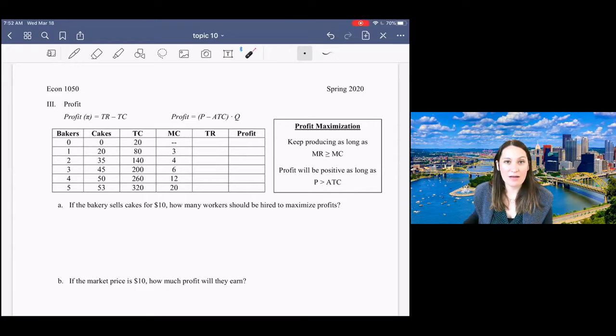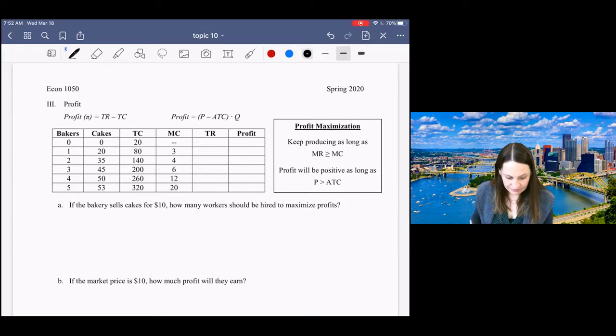We've got our bakery here, and they can hire any number of workers from 0 to 5, and they're producing cakes, right? So same production function that we had last time. Last time we learned how to calculate total cost and marginal cost, which I've copied to this sheet. Okay, so we have all of our numbers here. And then we want to extend this example to think about profit.